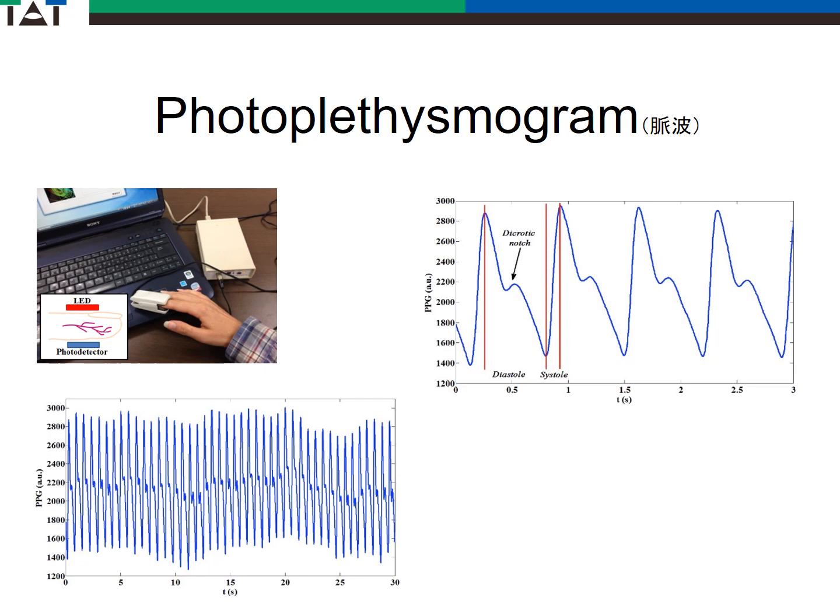And this one is a photoplethysmogram, which is commonly used. There is an LED and a photodetector, and this photodetector detects changes in the volume of the blood. This is the output of the blood pulse. You can see it. We call it PPG. This is time and PPG.